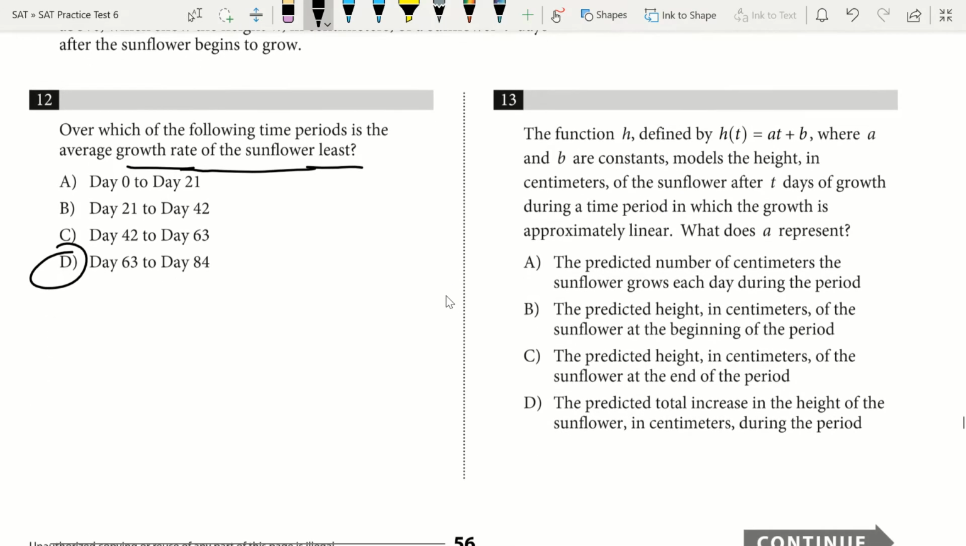Question 13. The function h defined by h of t equals a times t plus b, where a and b are constants, models the height in centimeters of the sunflower after t days of growth during a time period in which the growth is approximately linear. What does a represent? Well, a is going to represent how much we increase each day, because t is the days of growth. So a is the predicted number of centimeters the sunflower grows each day during the period. My answer there is going to be A.